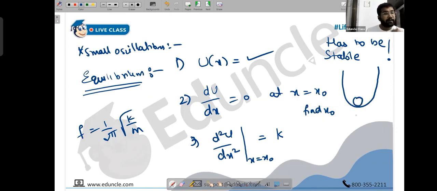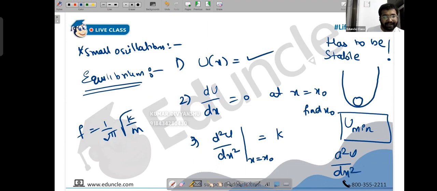Basically where potential energy is minimum. It means that d square u upon dx square has to be greater than 0. It has to be positive. Otherwise, it's logical. Can k be negative? K cannot be negative. K cannot be 0. K has to be positive. Is that clear, everyone? For minima, you know that the second derivative is greater than 0.